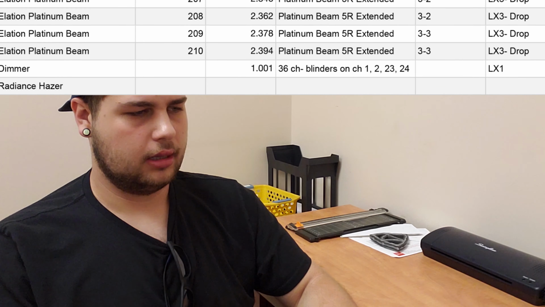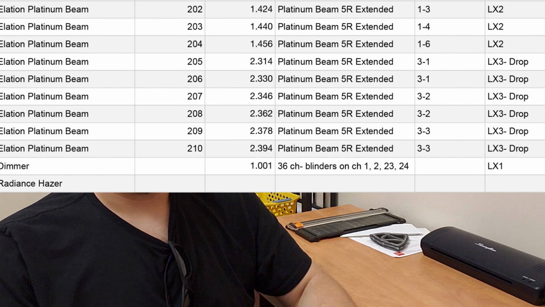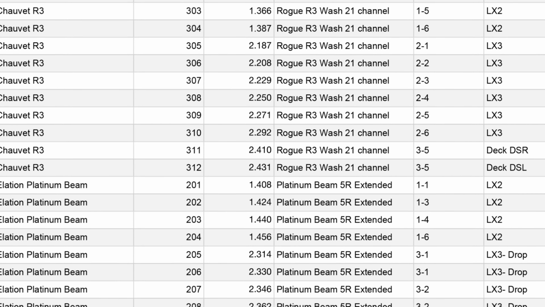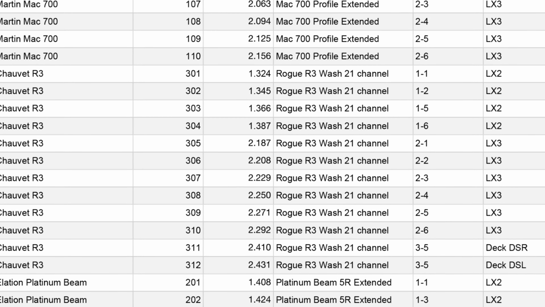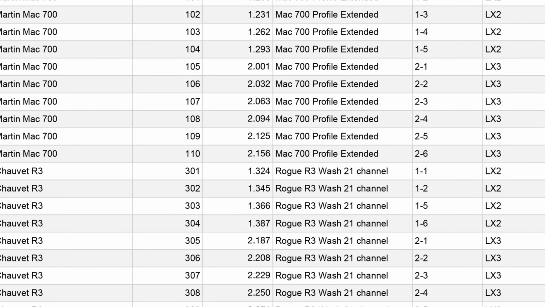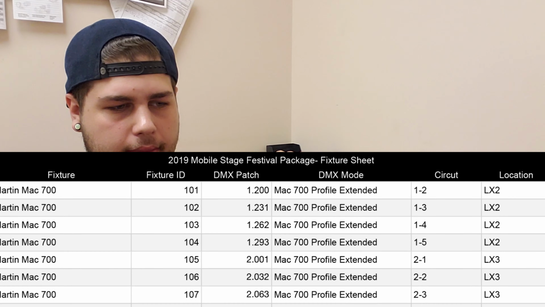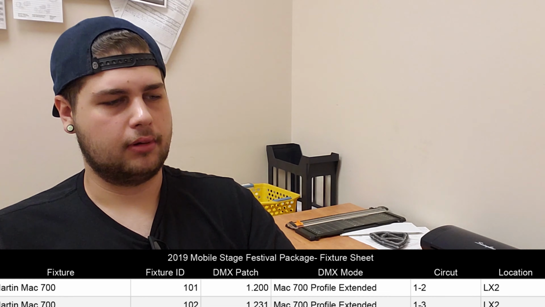Now you take the plot, flip it over, and on the back you have your fixture sheet. The fixture sheet is great when you're programming, when you're patching your show. You just go through and you have all your 700s there. You have the fixture ID, the DMX patch, the DMX mode that they're in, as well as the circuit and location.